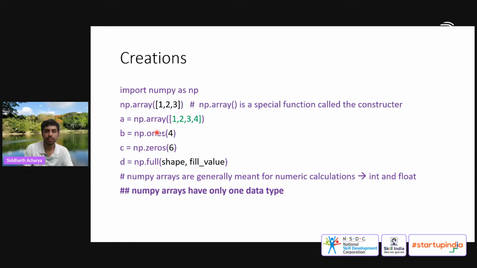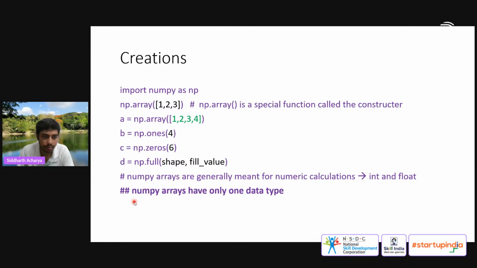This is one more way to make ND arrays. This makes an ND array of size 4 which contains only ones. This makes an ND array of size 6 which contains only zeros. This makes an ND array of a given shape, and it has only the fill value. So let us say I call np.full. In fact, we have some examples, so let's go into the example and there you'll get some clarity.